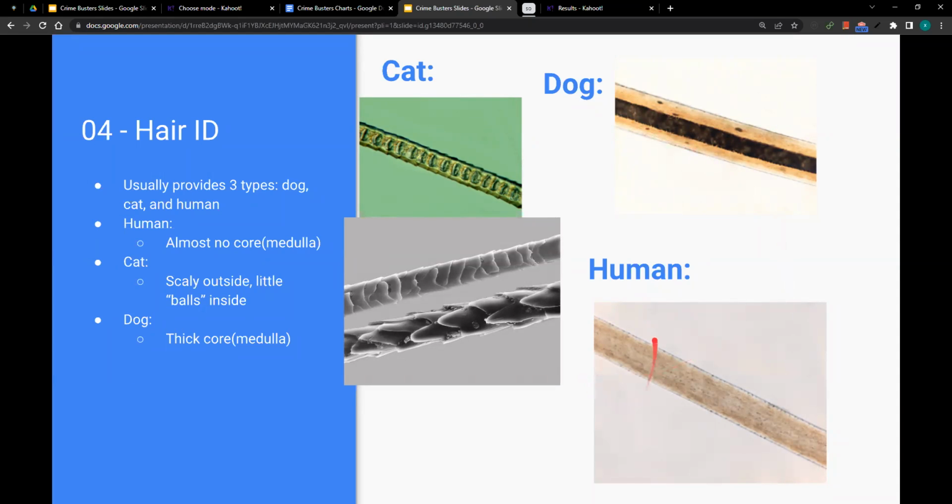The notable thing about human hair is that it has absolutely no core at all. You don't see little tiny balls. You also don't see a thick black line. All you see is just normal brown stuff inside the hair.